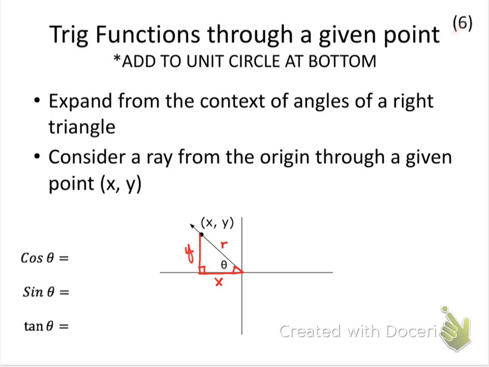Now we want to figure out the 6 trig functions of this angle. First, we'll look at the sine. Sine is going to be our rise over hypotenuse, or opposite over hypotenuse. And so our rise over hypotenuse is going to be y over r. Cosine is the run over hypotenuse or adjacent over hypotenuse. So cosine is x over r. And finally, tangent is rise over run or opposite over adjacent, which is y over x.